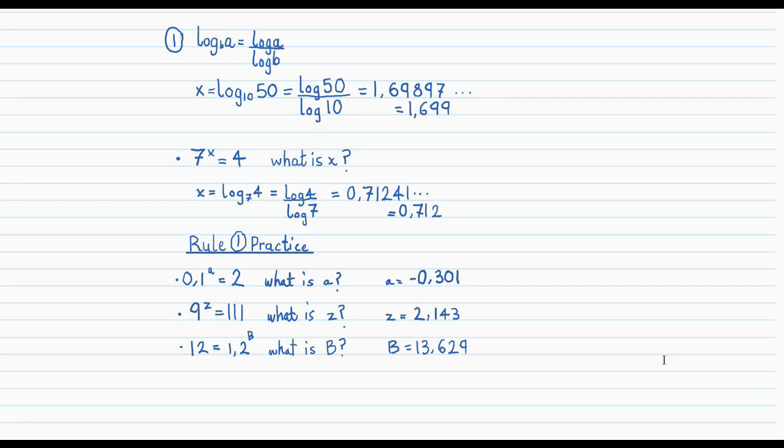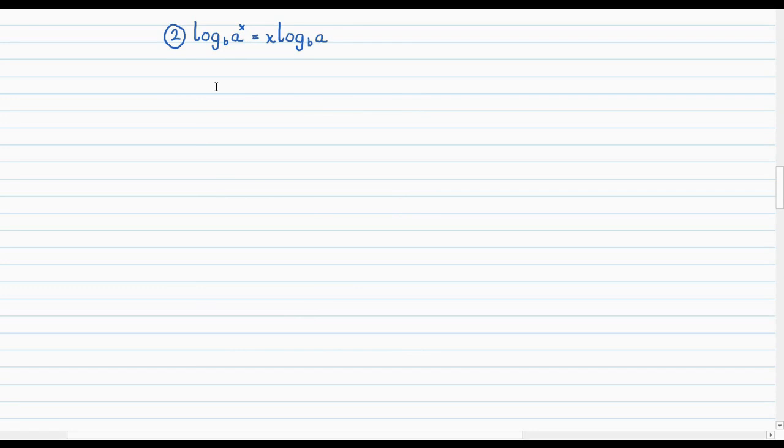Now let's look at the second logarithm manipulation rule. The next part may be a bit heavy, so just be ready. If you have a logarithm with an exponent in it, you can take the exponent down and put it in front of the log as if multiplying the log by it.